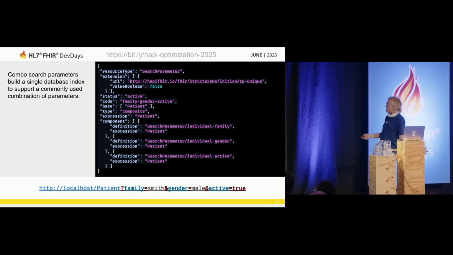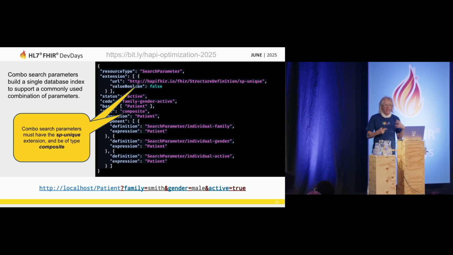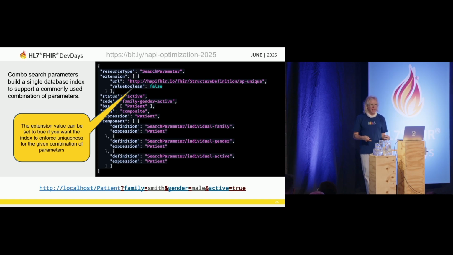The way that you define these things is by creating a new search parameter instance in the database. Confusingly, you give it a type of composite just because we couldn't actually add a new type to that type as a required binding in FHIR, so we use composite there. But the thing that defines that you're creating one of these combo search parameters is this special extension that you see up at the top, SP unique. You put that up there, you set the type to composite, and you've now created what we call a combo search parameter.